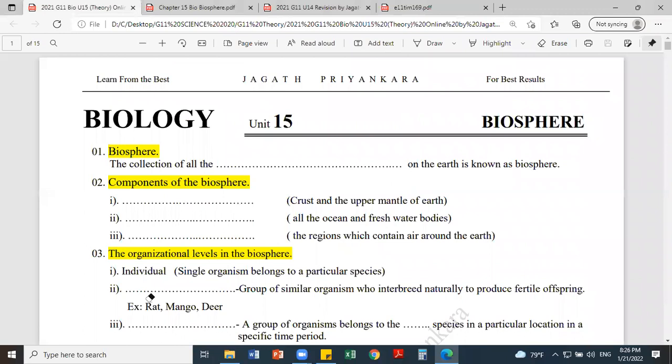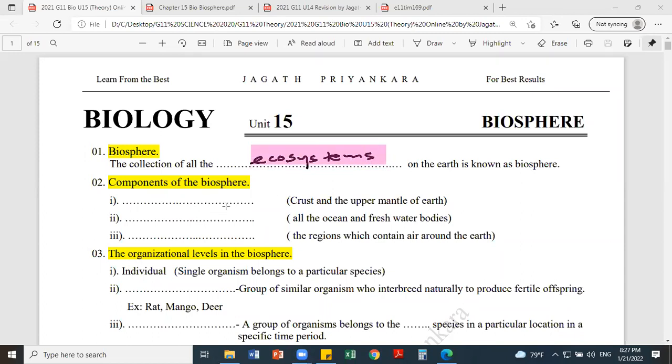Okay, what is the biosphere? Please complete the first blank: collection of all the ecosystems on the earth. Don't worry, we are discussing ecosystems again later. All the ecosystems on the earth are known as the biosphere. Complete the first blank: ecosystems.